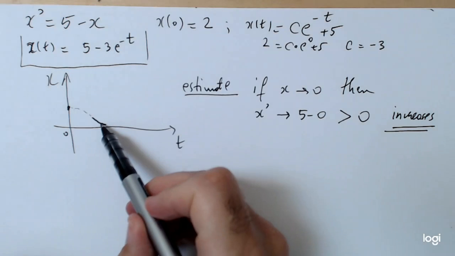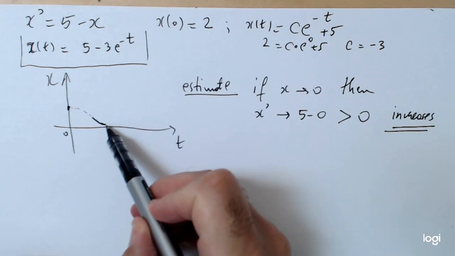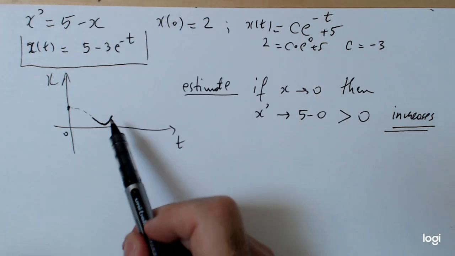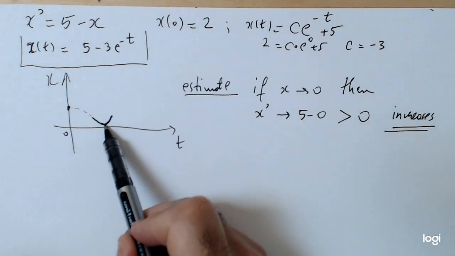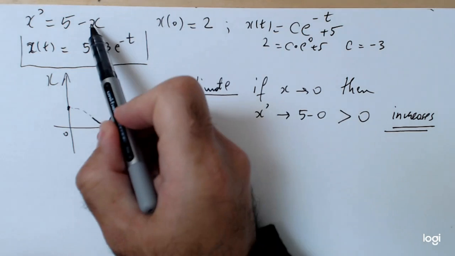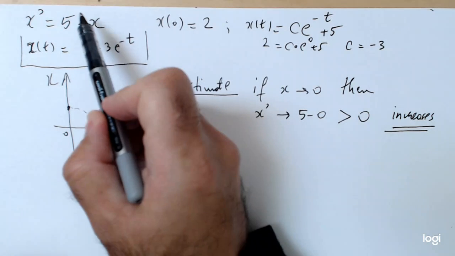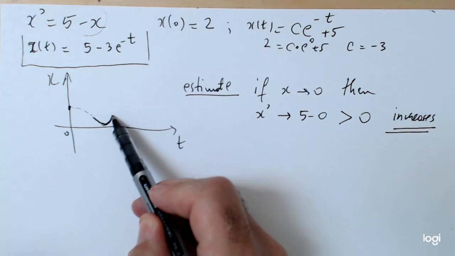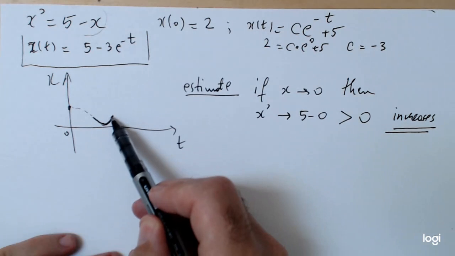So by the time it has any chance to get too close to 0, x of t is going to be increasing. So I know for a fact that if x gets close enough to 0, the derivative becomes strictly positive, and then x of t will have to increase again.